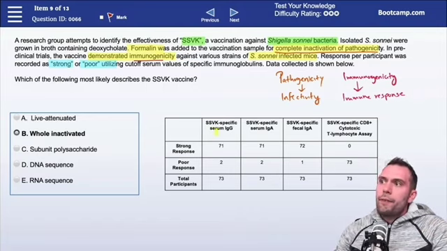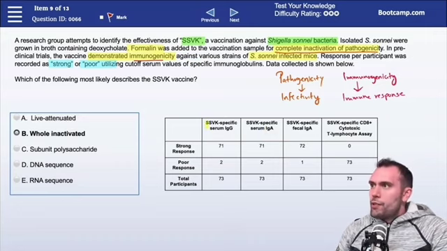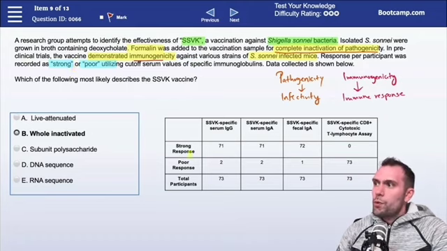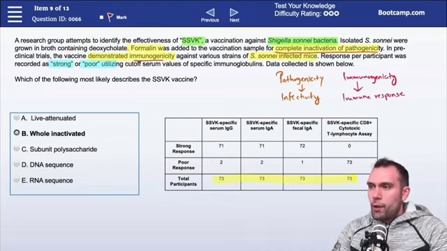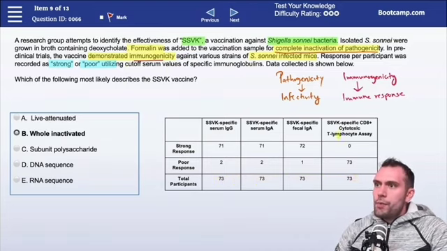We're looking at specific immunoglobulins, right? So they have the specific idiotypes to SSVK here. Let's see if we see anything significant. They said that response per participant was recorded as strong or poor, which is what we see here, using cutoff serum values of specific immunoglobulins. And I can see that all the participants here were accounted for. There's 73 participants in each of these diagnostic buckets. So again, SSVK specific serum IgG.